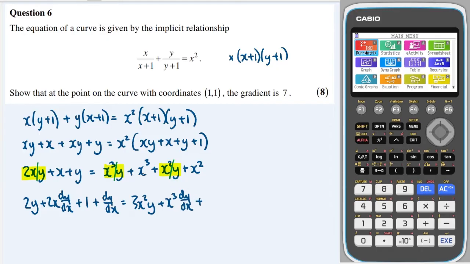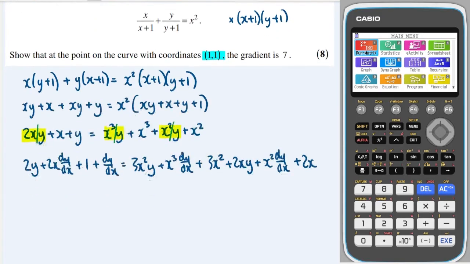Differentiating x cubed gives me 3x squared. And again, another product here, so we're going to differentiate the left side, keep the right side the same, then keep the left side the same, and differentiate the right side. And we are also going to get 2x at the end. Okay, we could collect up all the dy by dx's, factorise, divide, get an expression for dy by dx, but that's just going to take extra time. We don't need to do that. Let's just sub in 1 and 1.